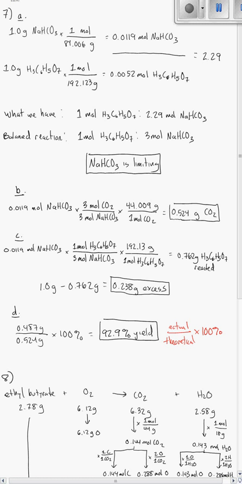Luckily for us, we calculated that theoretical yield back in part B. We're supposed to get 0.524 grams of CO2 based on the amount of reactants we have. So that's what goes in the denominator here. In the numerator, we put our actual yield. Again, that's what we're given. Multiply it by 100. You end up with 92.9% yield for this process.